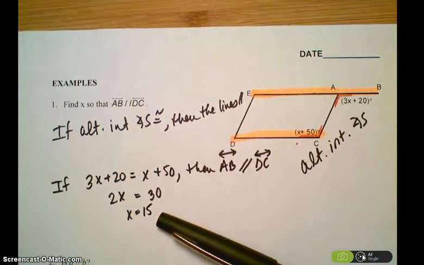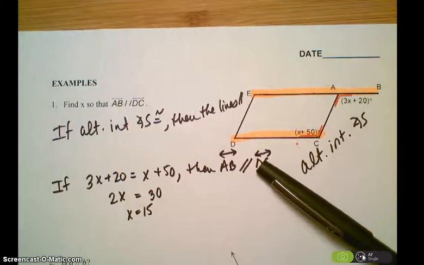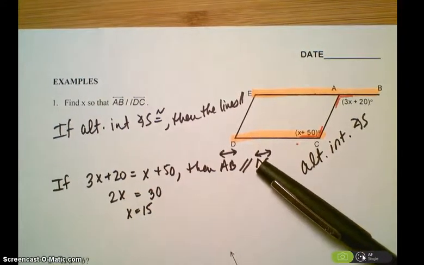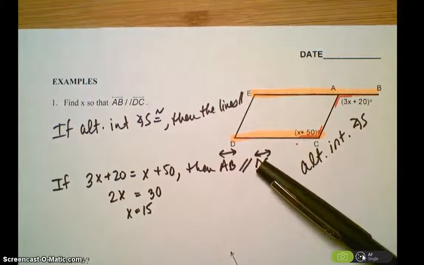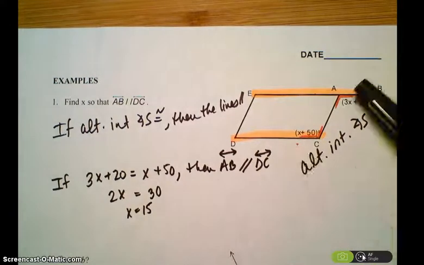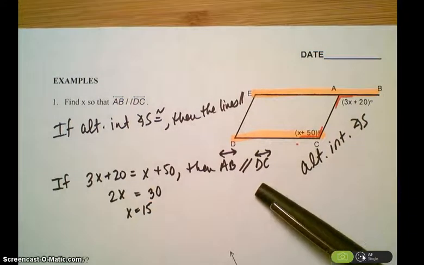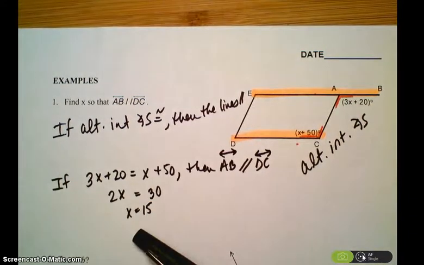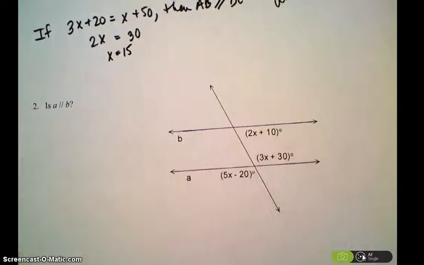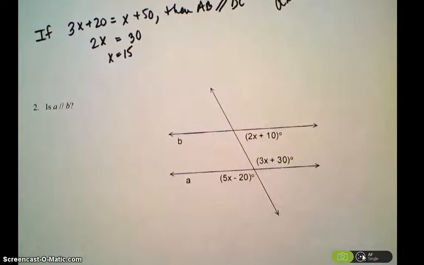Now, as long as x is 15, these two lines are parallel. If x is any other value besides 15, then the two lines will not be parallel, the two angles will not be congruent, and it doesn't work out the same. So again, as long as x is 15, this works. If x is anything else, it does not work. Okay, so in the next example, we're being asked, is line A parallel to line B?